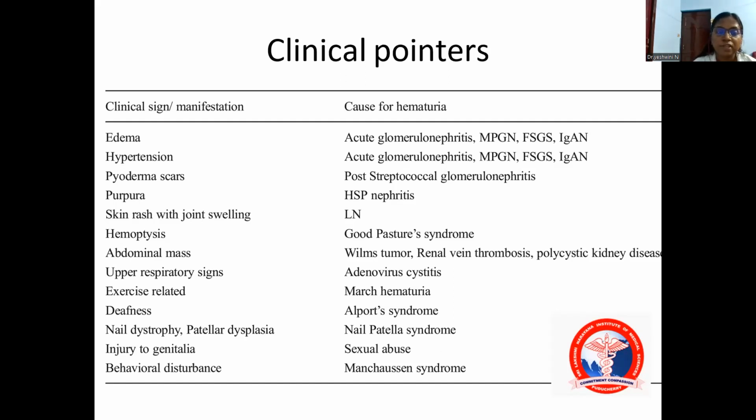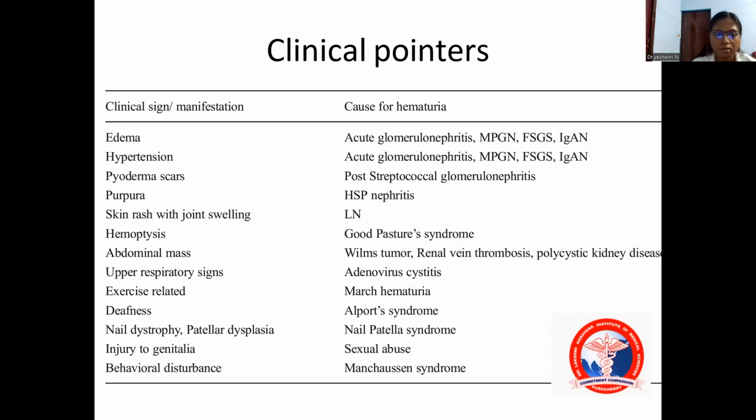Hemoptysis: whenever you have hemoptysis with hematuria, with both the kidney and lungs affected, we will think of Goodpasture syndrome. Goodpasture syndrome is nothing but an anti-glomerular basement membrane antibody disease, wherein this antibody is present both in your lungs as well as your kidney, leading to hemoptysis and hematuria. So when you have these two things, think of Goodpasture.